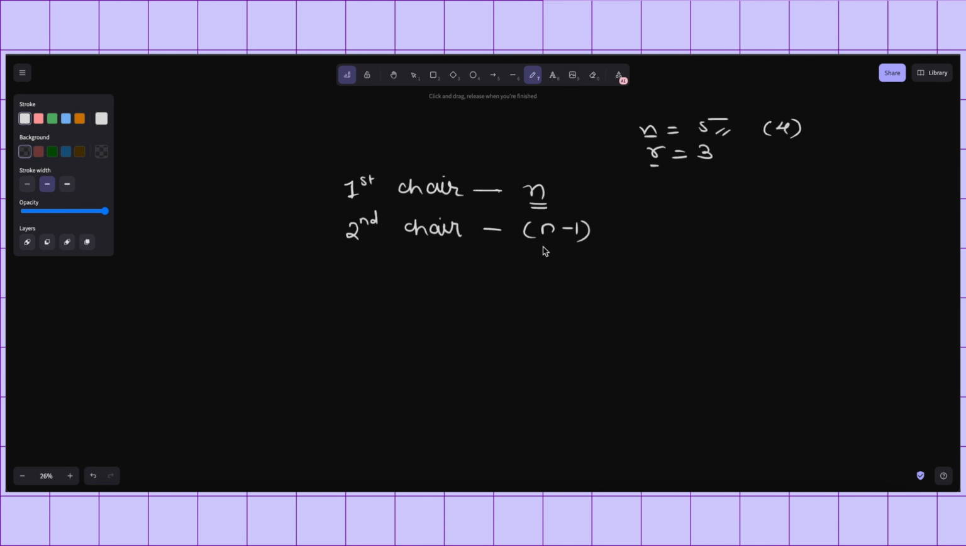So that's what n minus 1 is. So for the second chair, there will be n minus 1 people. What will it be for the third chair? It will be n minus 2.